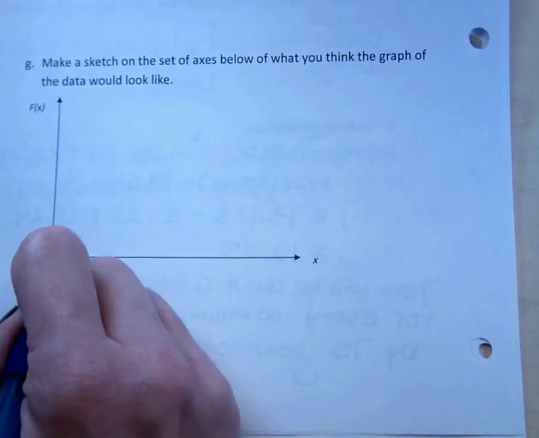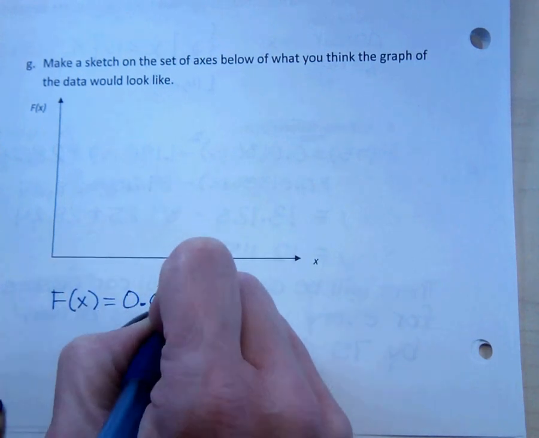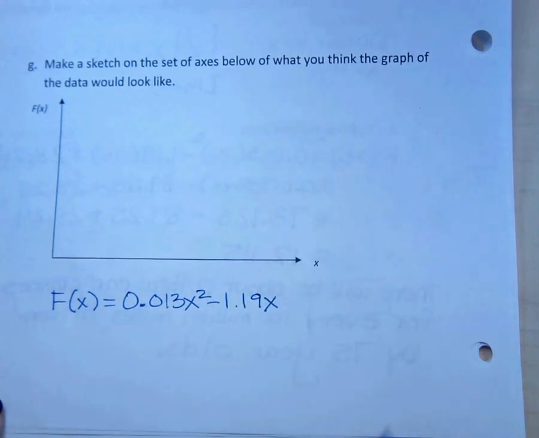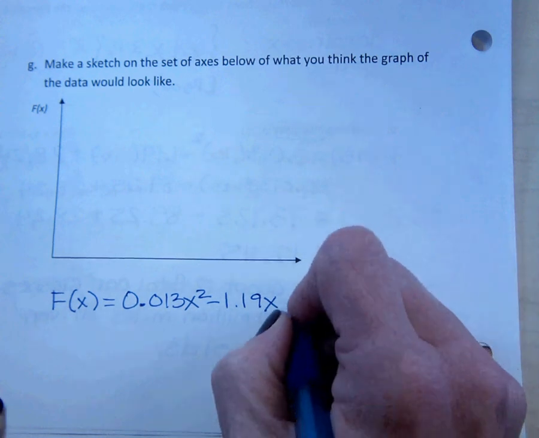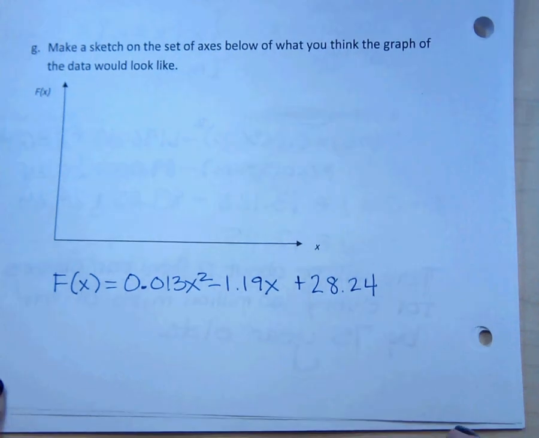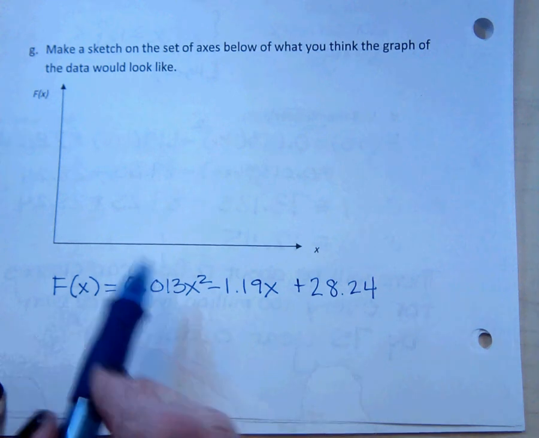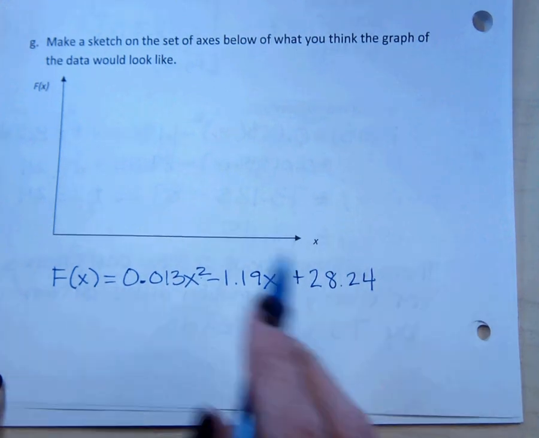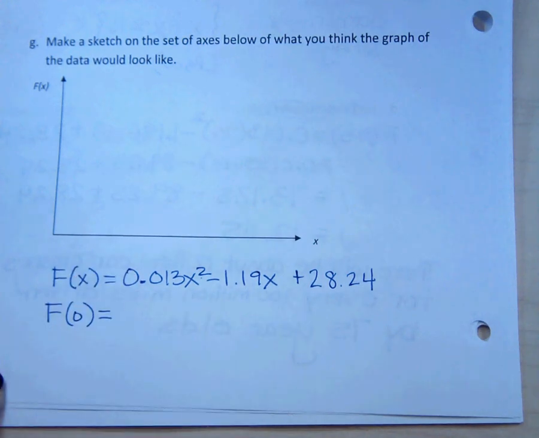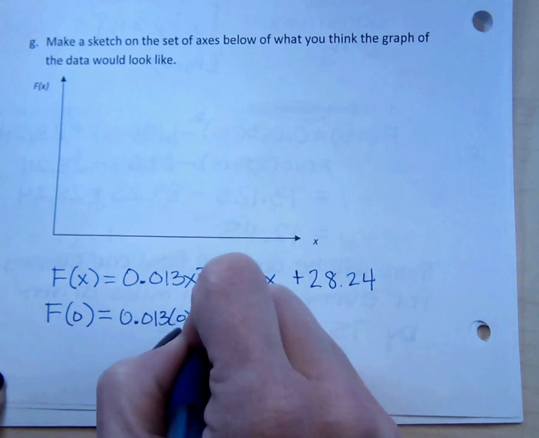Okay, I'm going to take our function, write it down. So we had 0.13x squared minus 1.19x plus 28.24. Now this is not linear, so I can't just graph the slope and the y-intercept like I would if it were a line. Notice I've got this squared. But I still can find the y-intercept. That is one part that will be the same. By plugging in 0 for x, I can find the y-intercept.